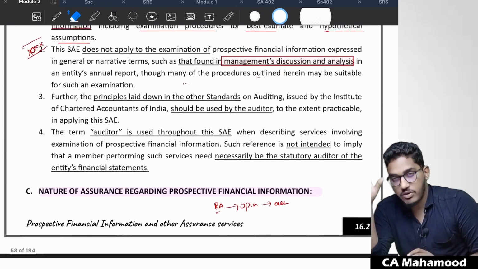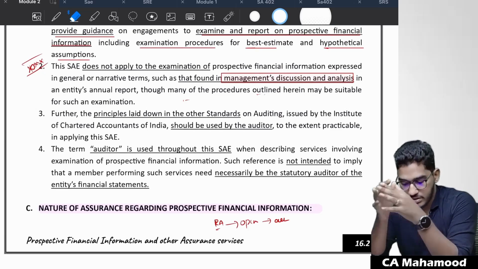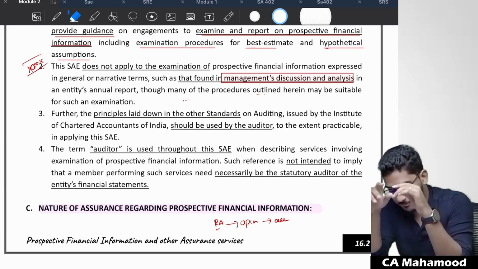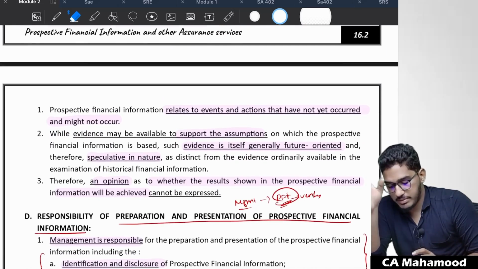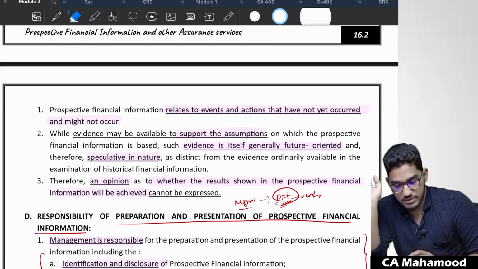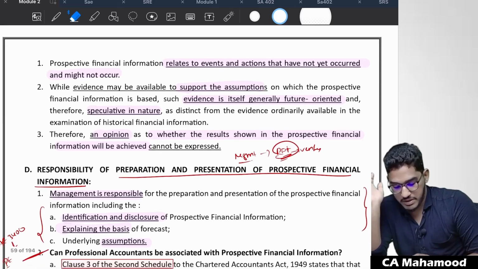So basically, when the future financial information is expressed in narrative terms or general terms, then the standard will not have any role to play. Next, what kind of assurance are you going to give? You are going to give reasonable assurance, but you cannot express the opinion on achievability of the results. You are just going to comment on presentation and disclosure requirements.